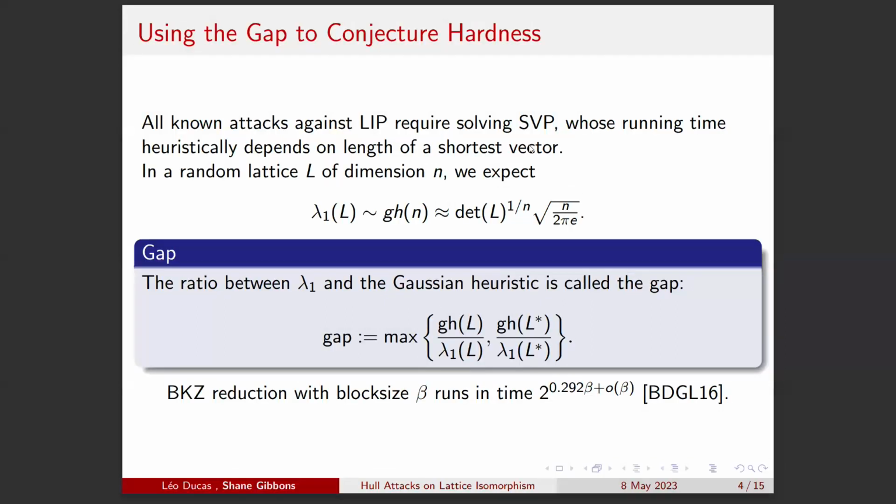And to make concrete what I said earlier, having a lattice with an exceptionally short vector, or a large gap, means you can use BKZ reduction, which is used to solve SVP, with a smaller block size. So a smaller parameter beta, and this will be the key parameter all throughout the talk that we're trying to minimize. You can use a smaller parameter and therefore reduce the running time, which is 2^(0.292 beta + o(beta)).